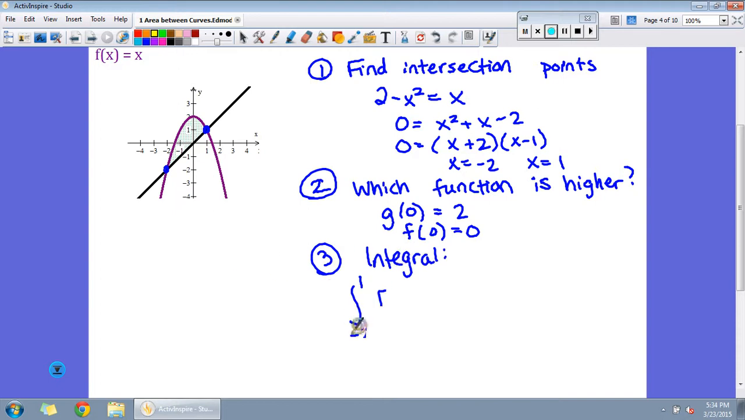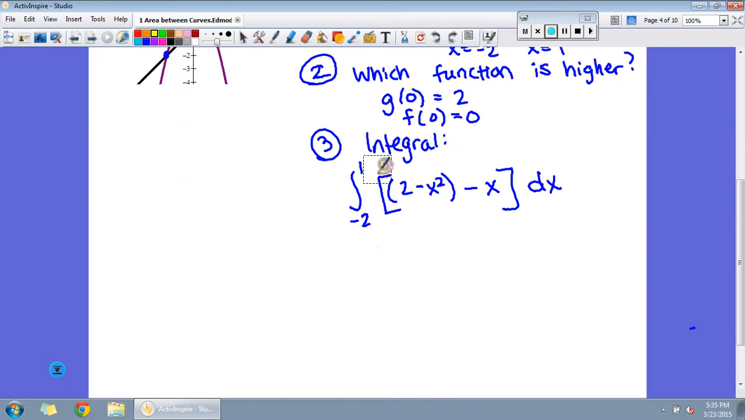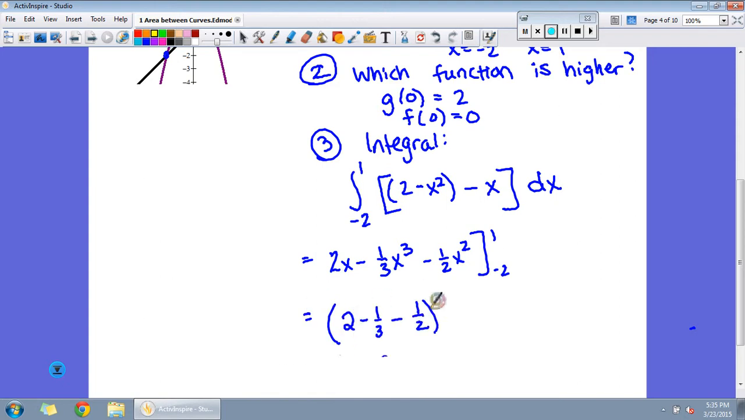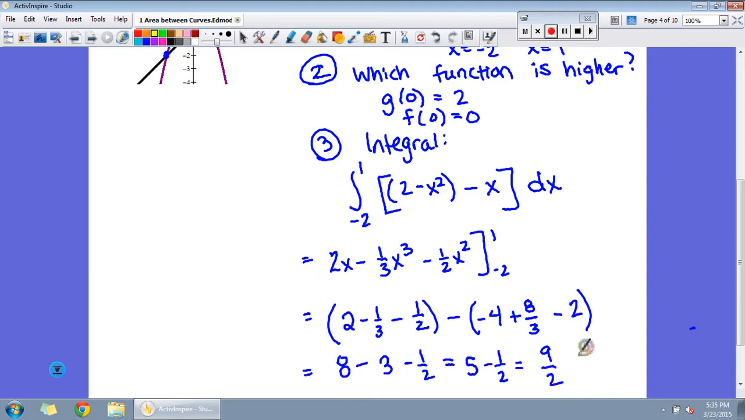So for the third thing, we've got our definite integral from negative 2 to 1. The quadratic comes first, and we're subtracting the lower function, dx, and then we need the antiderivative, evaluated at negative 2 and 1. Plug in 1 first, plug in negative 2, and the area bounded by both functions is 9 over 2, or 4.5.